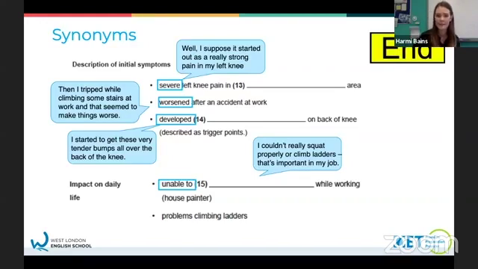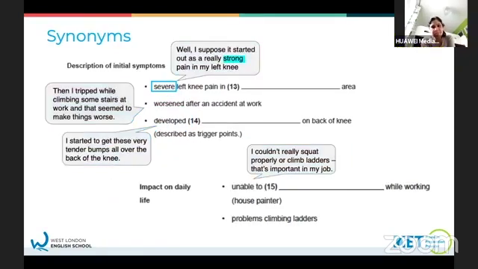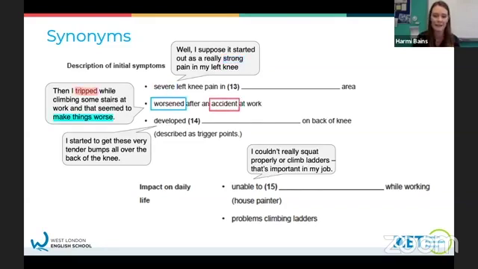Okay. So Raj, do you want to do the first one for us? Yeah, severe means strong pain. Strong, perfect. Yeah, severe and strong. The next one, oh sorry, I gave you the answer. So worsened and make things worse, and tripped with accident. Raj, is that what you got? Kind of the same. Yes, this verb worsen literally is to make things worse. And accident, tripped.